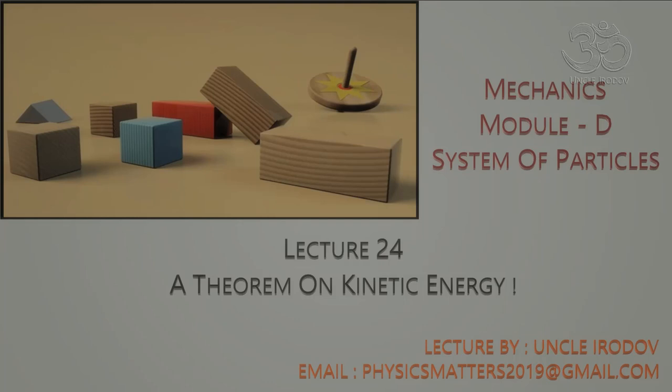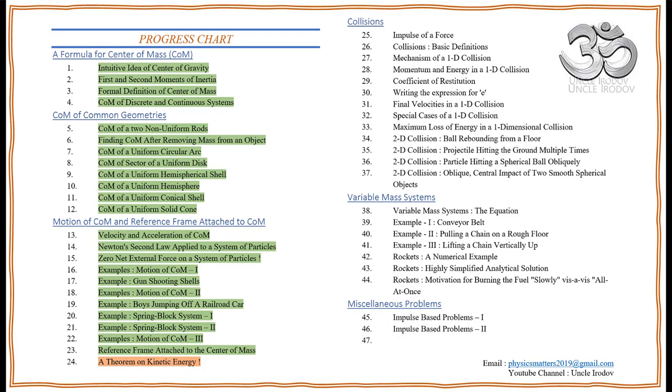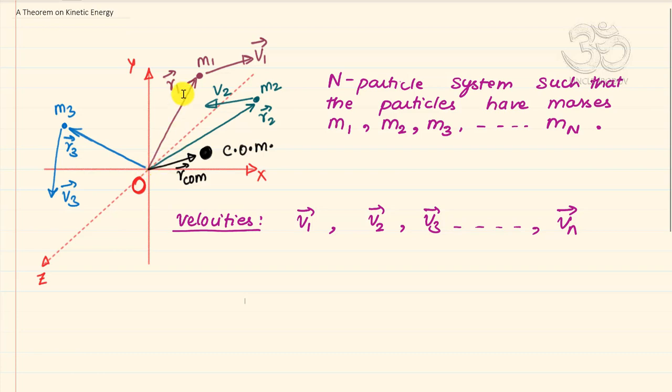Let's try to have a look at what happens to the kinetic energies. For this purpose, what I've taken is this 3D coordinate system that you've seen before, and there are masses m1, m2, m3 placed at r1, r2, r3 and so on, moving with velocities v1, v2, v3 and so on. And all these, I should again emphasize, are from the ground frame or from this O frame.